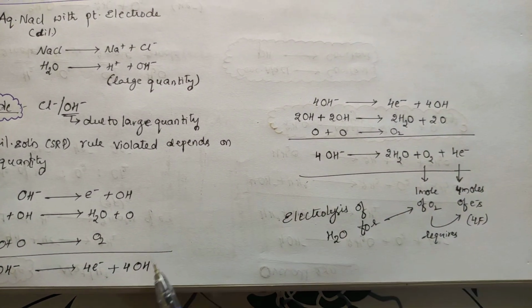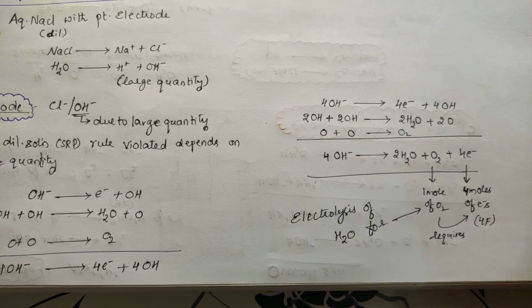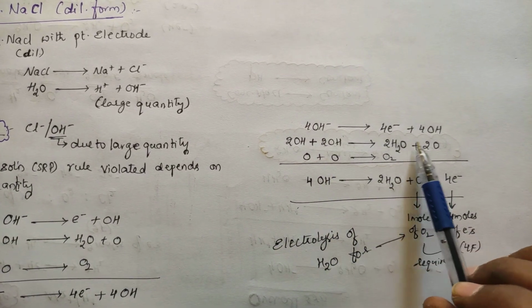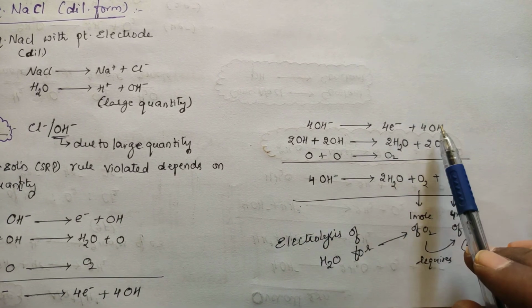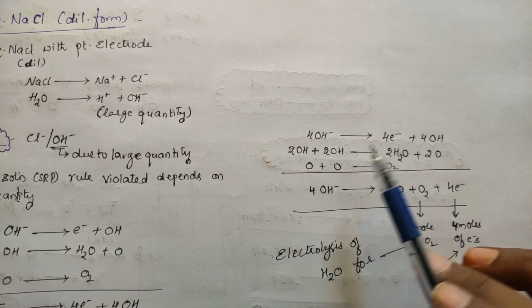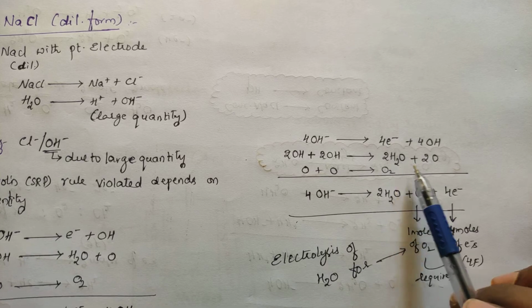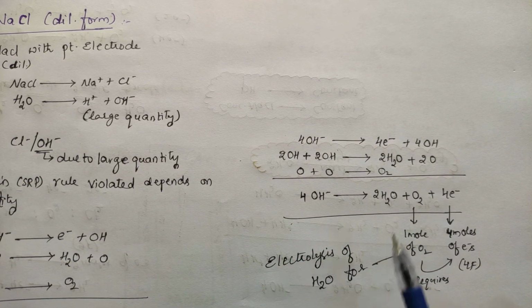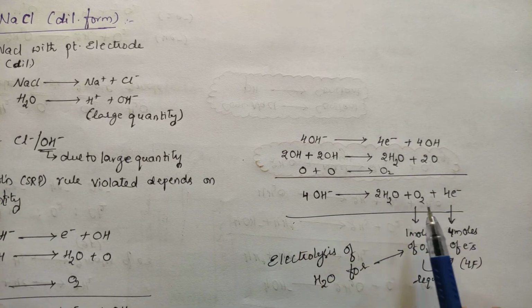Okay. If you write this one, 2H2O plus O2, that is the balanced one. So this is the condition: 4 OH minus gives 4 electrons plus 4 OH. This 4 OH, whatever has been liberated, combines in the 2 pattern and forms water molecules with the liberation of nascent oxygen. This nascent oxygen combines together and forms an oxygen molecule. This is the balanced equation.